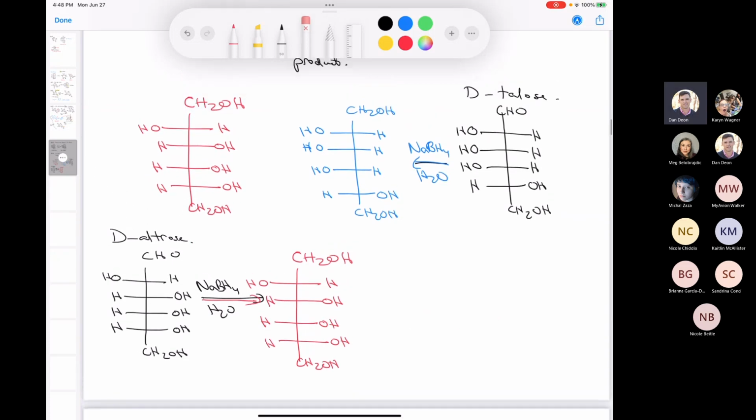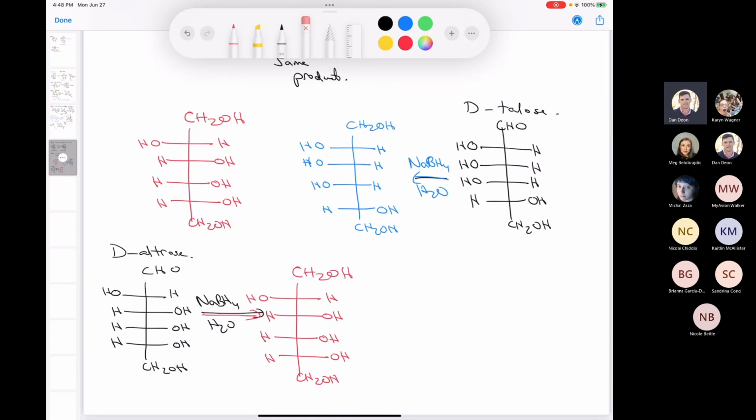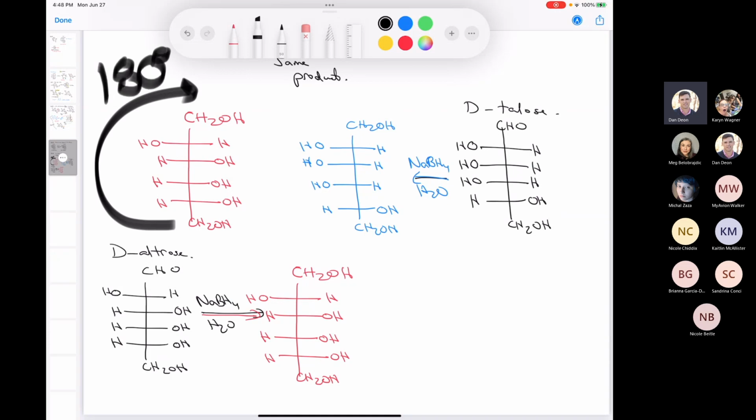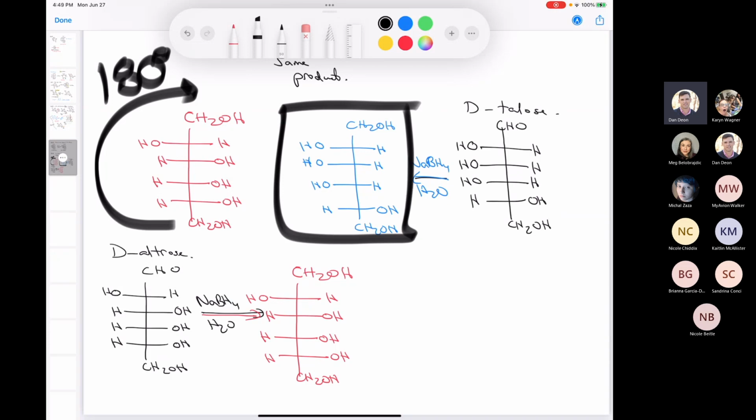Now, it might not look it the way they are, but if you take the one on the left and rotate it 180 degrees this way, can you see that it's the same as this molecule? Can everybody visualize that, or can anybody visualize that? You just spin that around like a top. If you imagine this is your axis, the middle here, and then you just spin everything around 180 degrees, you get the same molecule.